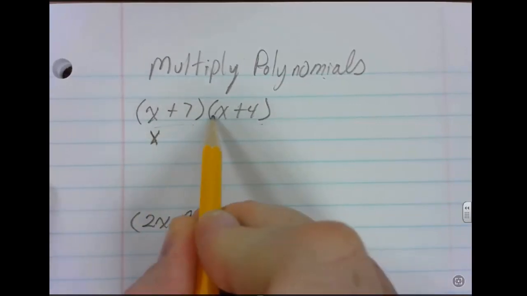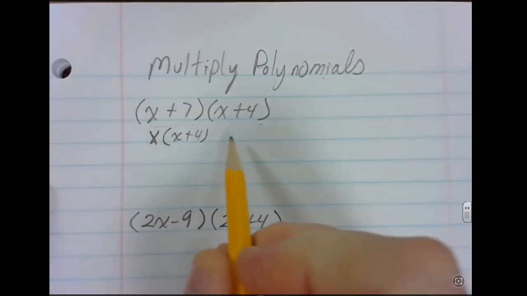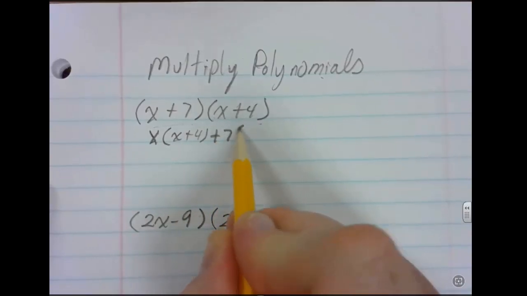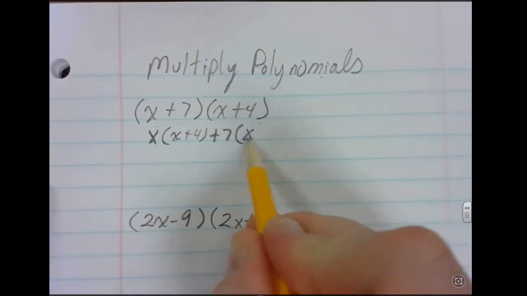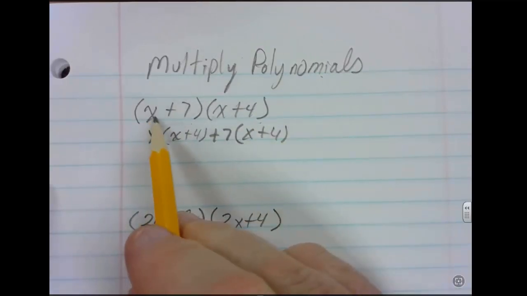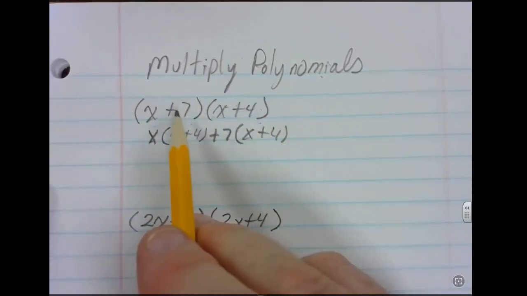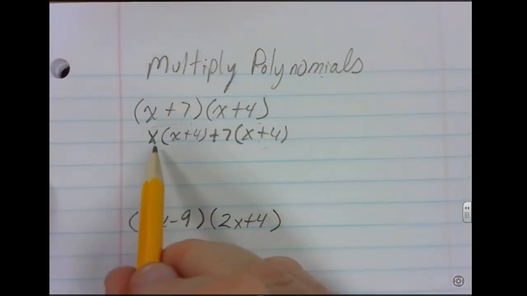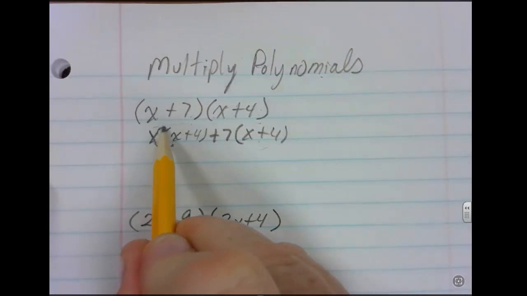and we're going to multiply it by x plus 4. And then we're going to take the second one, which is plus 7, and multiply it by the same x plus 4. So we're distributing this x to both of these terms, this 7 to both these terms, and then we're going to combine like terms. So the first thing you might want to do is write it like this, and then go and distribute. So the x multiplies here and multiplies here.